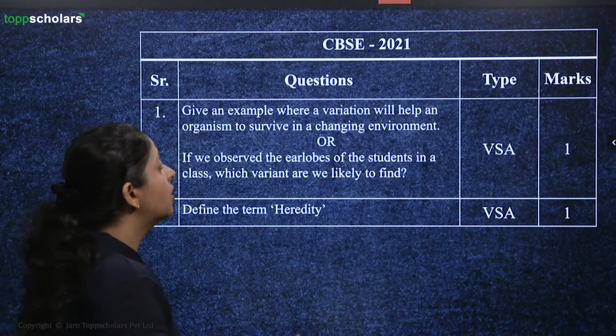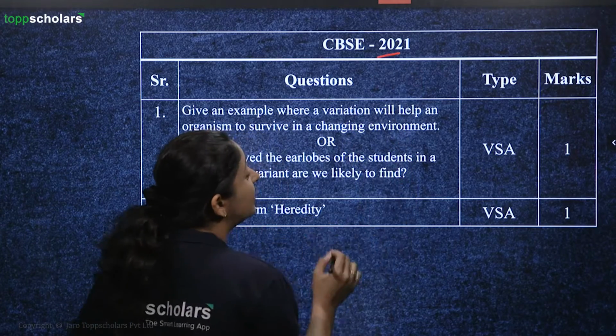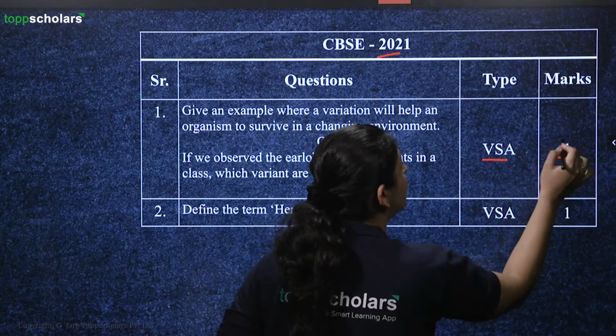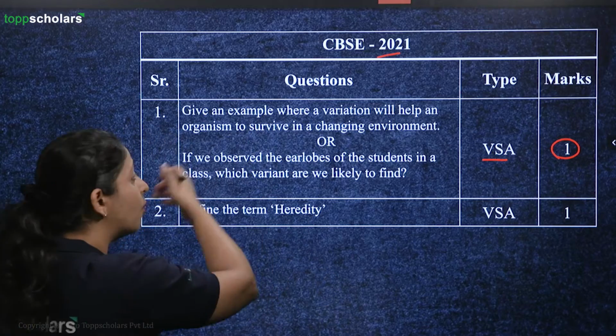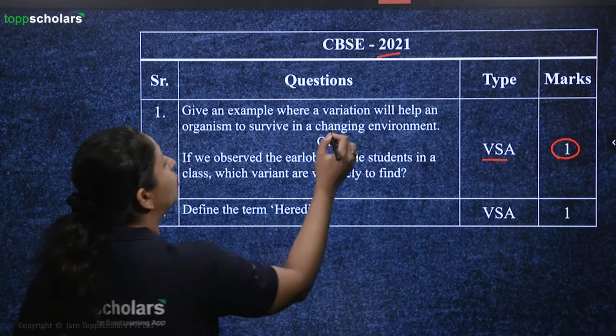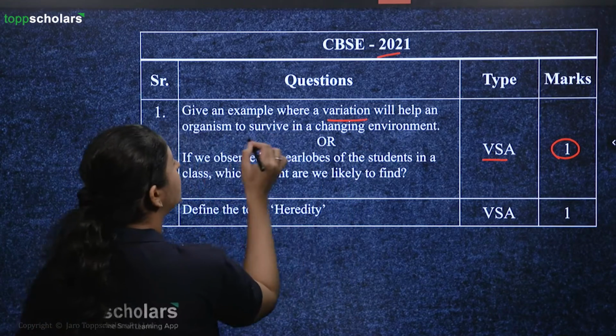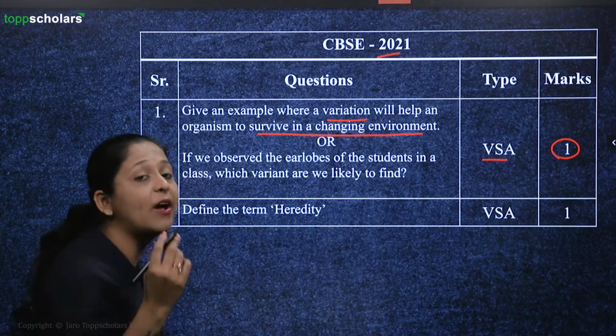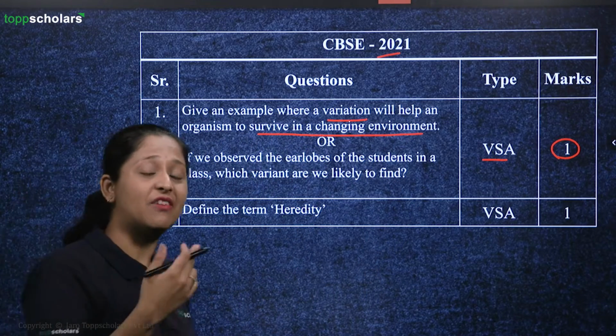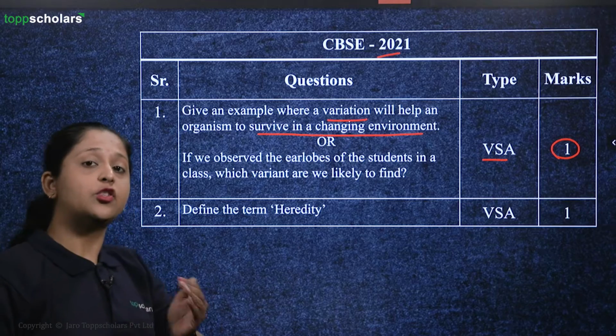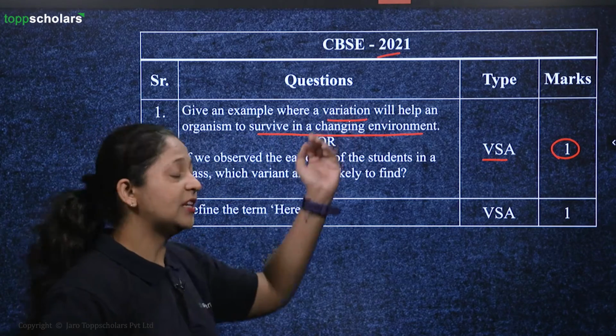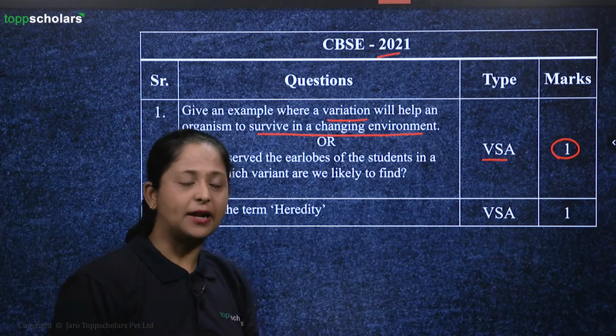Then coming to the year 2021 paper, this is a very short answer type question giving you 1 mark and you also have an option for that, right? Give an example where variation will help an organism to survive in a changing environment. According to the change in the environment, there is a variation. So, you have to give an example for that, right?